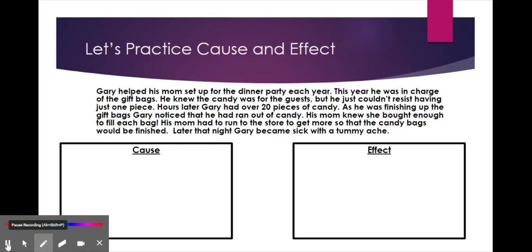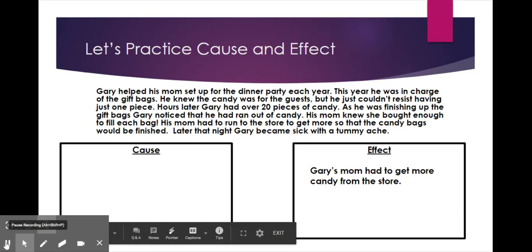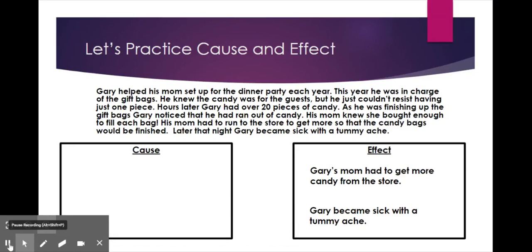Let's identify a few. Gary's mom had to get more candy from the store, and Gary became sick with a tummy ache. Now, there's one cause for both of these effects.